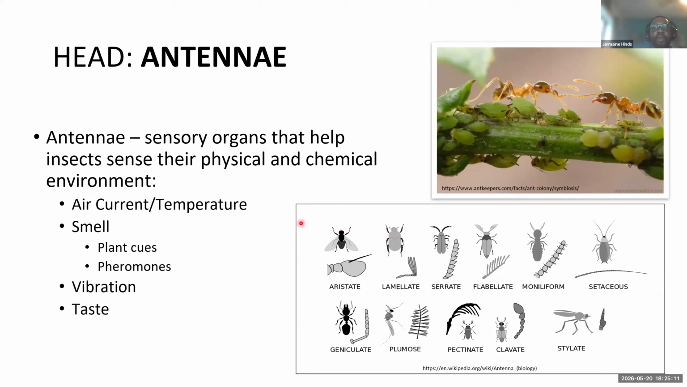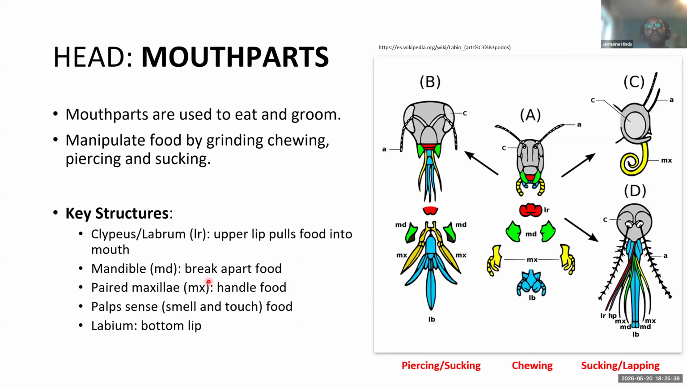There are many different kinds of antennae, and these can be helpful in identifying the type of insect. Aristate antennae are way more common in flies, lamellate common in beetles. There are many different antennae types, and these could be important to know when you're trying to identify what insect or arthropod you might have. Next are the mouth parts.